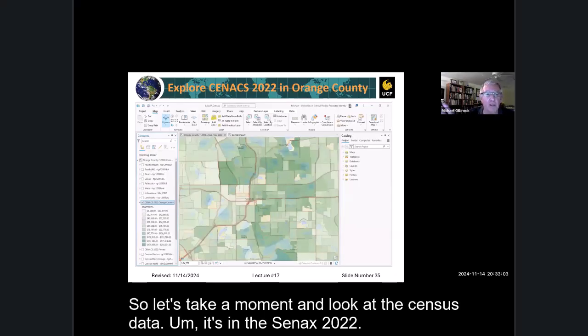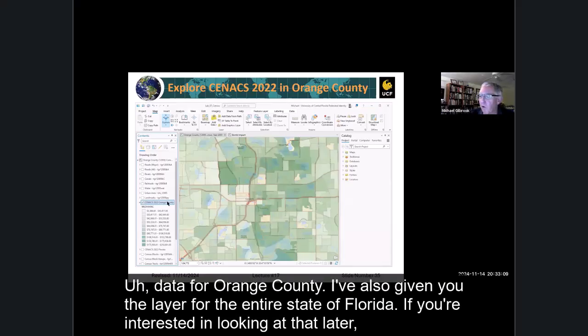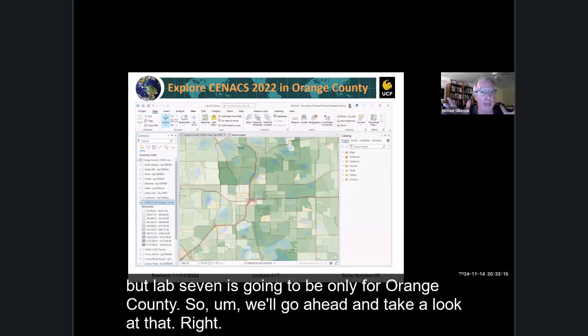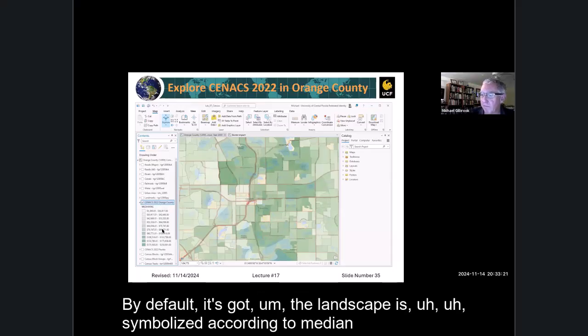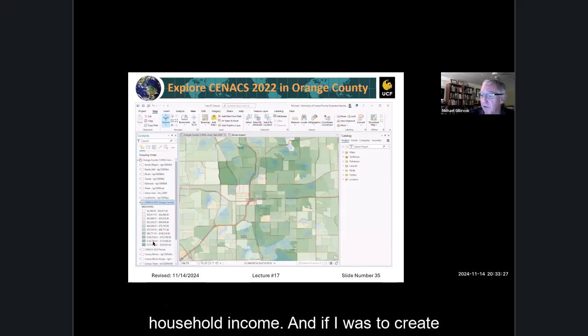So let's take a moment and look at the census data that's in the Cenax 2022 data for Orange County. I've also given you the layer for the entire state of Florida if you're interested in looking at that later. But Lab 7 is going to be only for Orange County. So we'll go ahead and take a look at that. By default, the landscape is symbolized according to median household income.